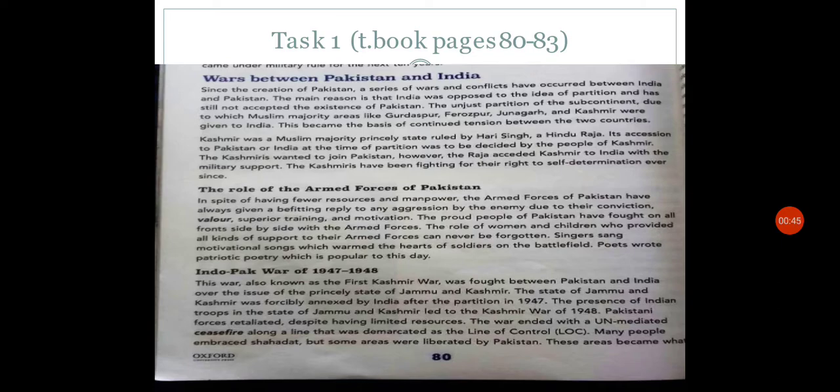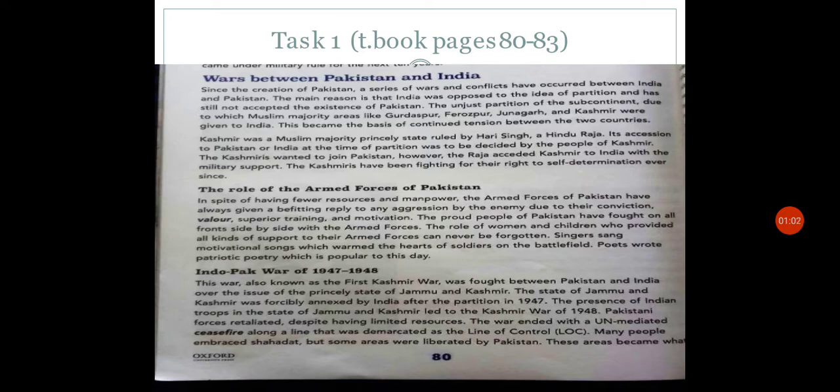of Pakistan. The unjust partition of the continent, in which Muslim majority areas like Gurdaspur, Firozpur, Junagadh, and Kashmir were given to India, became the basis of continued tension between the two countries.